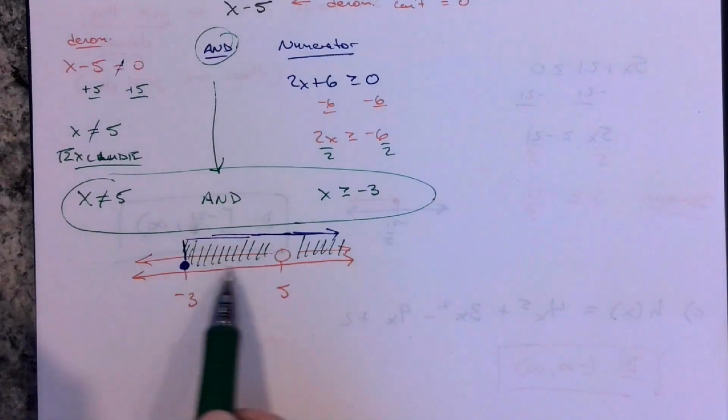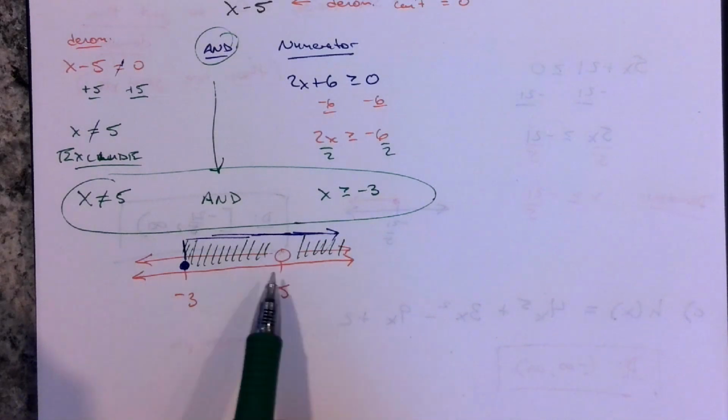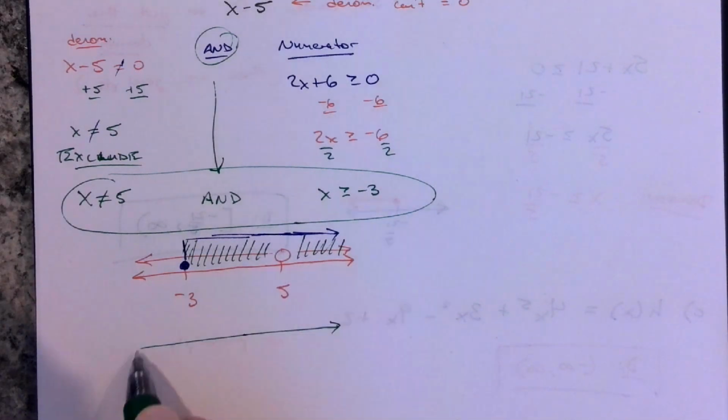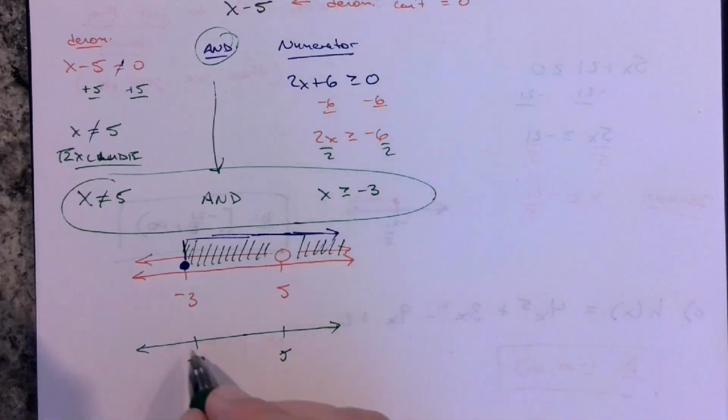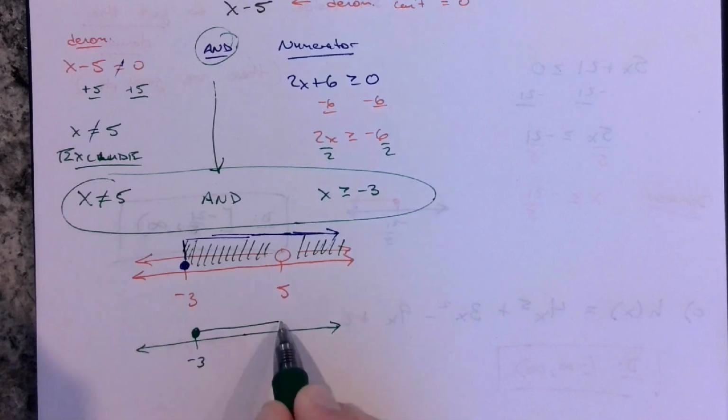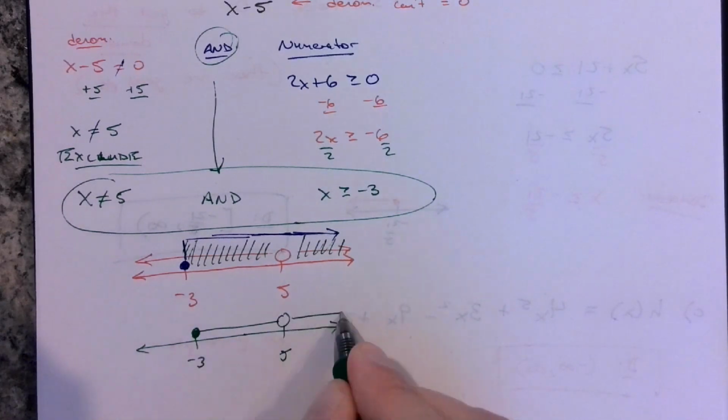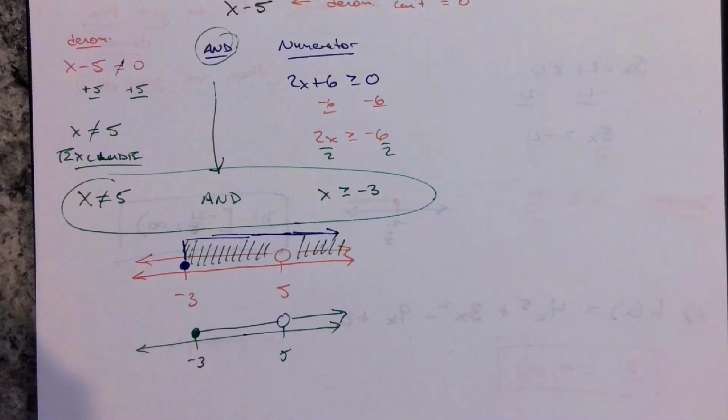So this is where I just shaded in. If I was to draw it on a more clear number line, I'd have -3, I'd have 5. What really happens is I start at -3, I shade in everything up until 5, not including 5, and then I shade in everything after that. So that's really what the number line would look like. Now, you don't have to draw a number line, but it might help you see the problem.